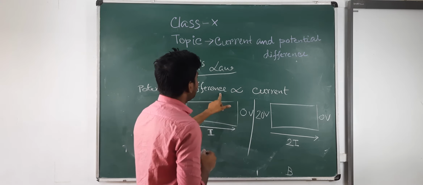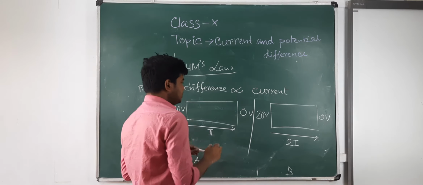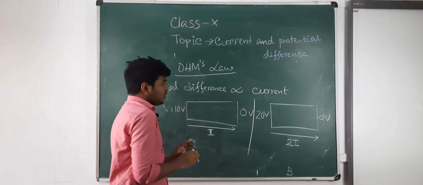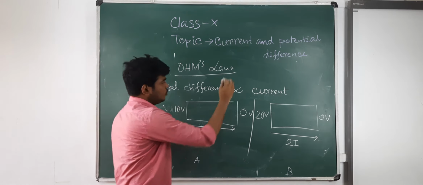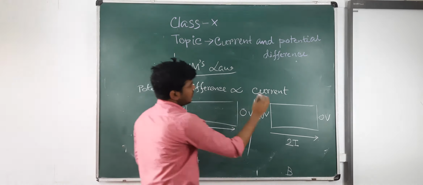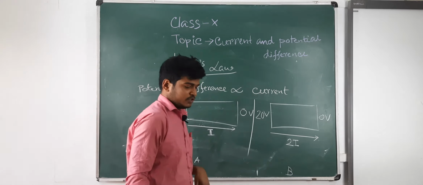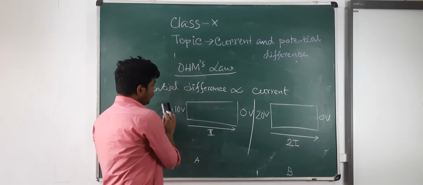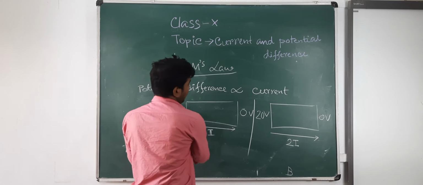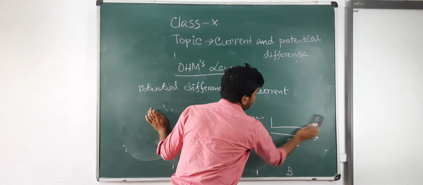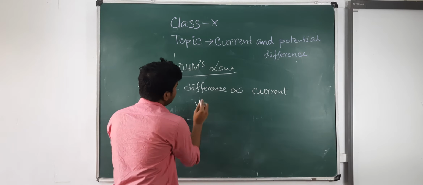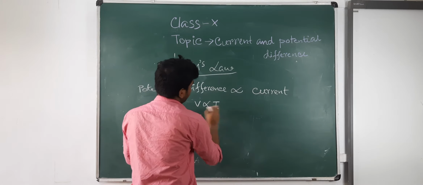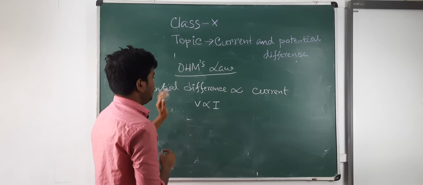So this is the main logic, the main idea: potential difference is directly proportional to current. That means the more the potential difference, the more the current. Potential difference and current are directly proportional. Now this is the statement of Ohm's law, V proportional to I. V means potential difference and I means current. So V proportional to I. This is the statement of Ohm's law.